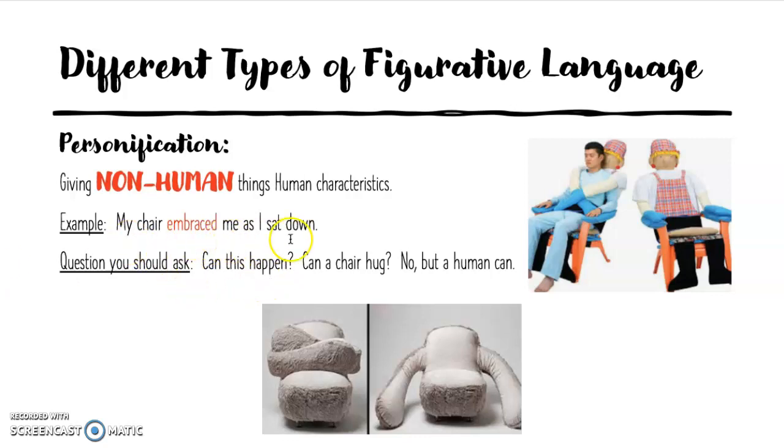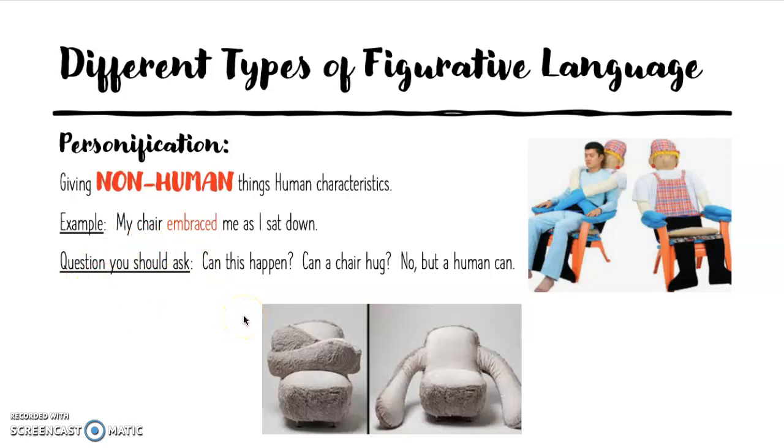My chair embraced me as I sat down. So you can see that the chair has an action. It's doing something. Does that make sense? It's not he is as hard as a rock because that is a simile. It's an indirect comparison. A human and a rock are two different things. You're using the word as. This is personification. My chair embraced me. So the chair is doing a human thing, right? As I sat down. Now, the question you should ask here is, can this happen?